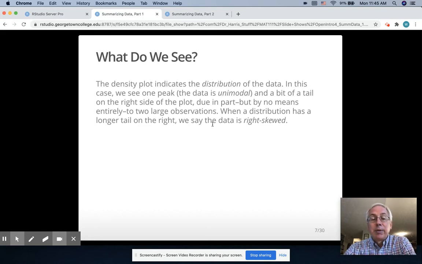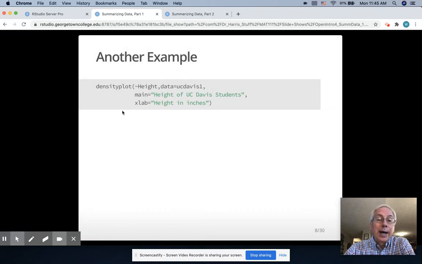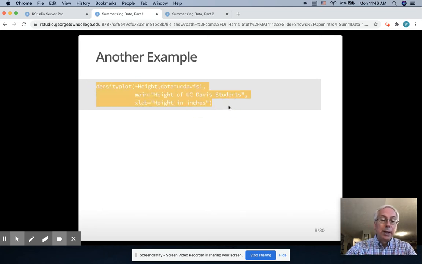To give you an example of another density plot that has a little bit different look to it, let's look at height, the heights that were reported for students at UC Davis. This follows the same pattern as before, tilde height, but notice that the H in height is capitalized. If you go back and look at the data set, you'll see that that's the case. So we have to be really careful about that. We say that data is equal to UC Davis. We give a title and we label the x-axis again. So I will copy and paste this in.